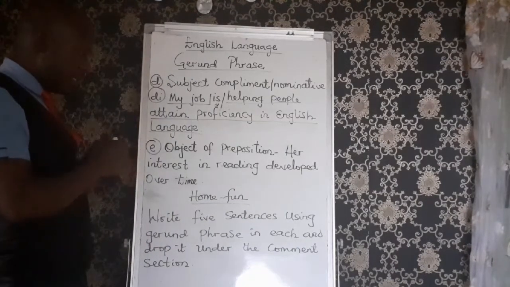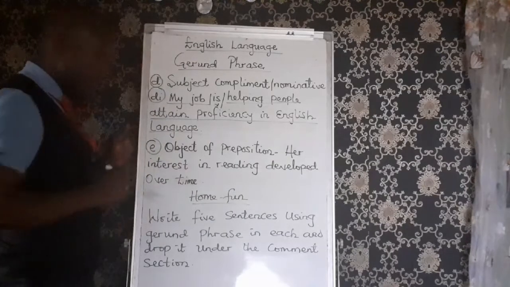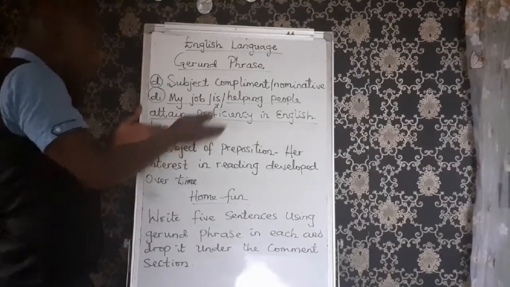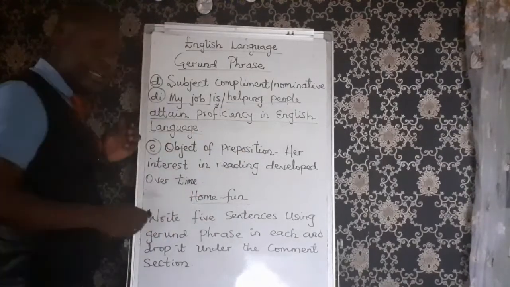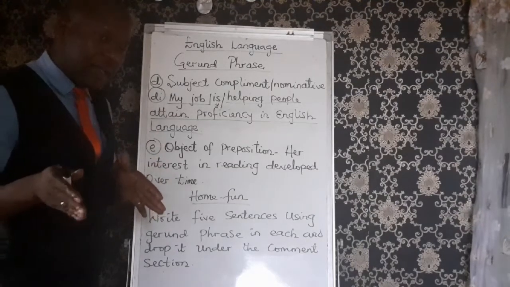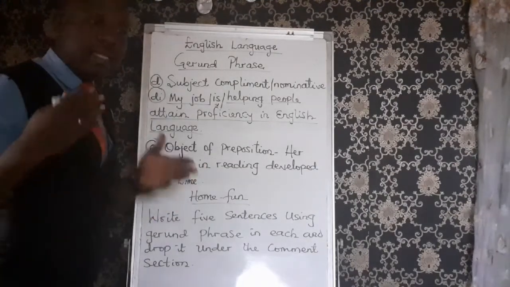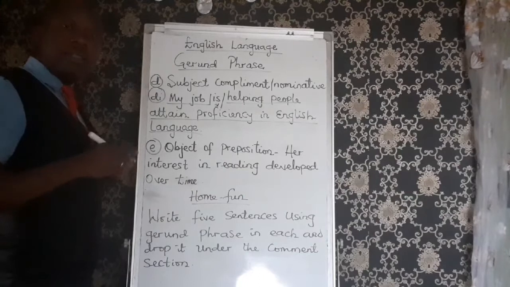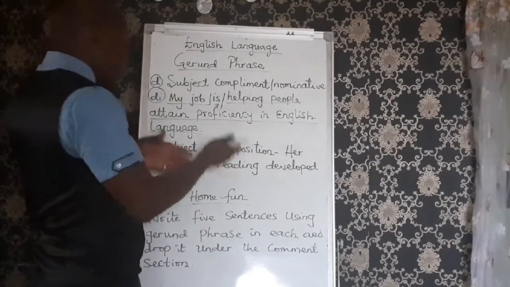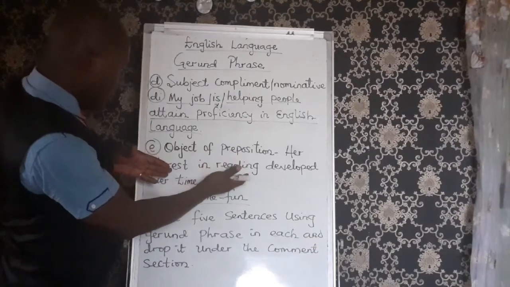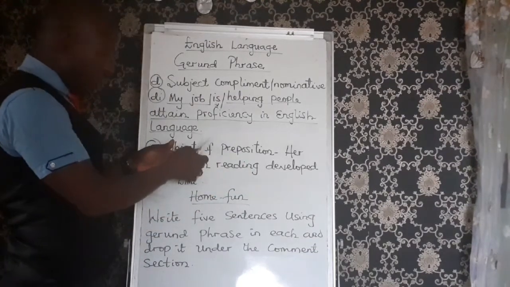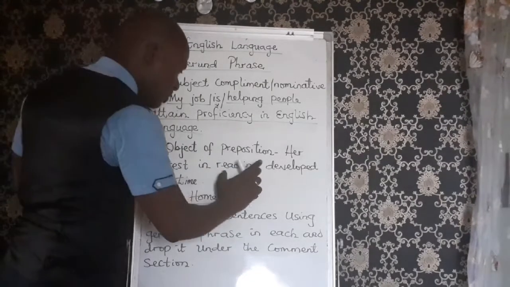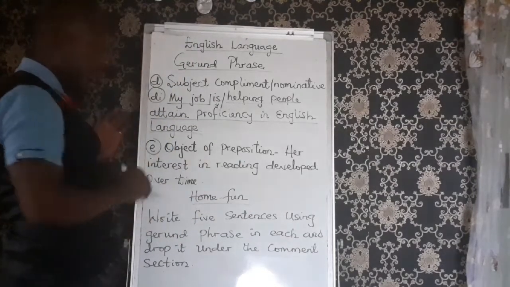Okay? Now, if you look at this example, her interest is the subject of the sentence, because that's what we're talking about. We're talking about her interest. In shows position. So it's a preposition. In what? Reading. Okay? Reading is a gerund there. It's an object to this preposition, because the preposition is in, while reading is the object of this preposition. So we have reading as an object of the preposition here.